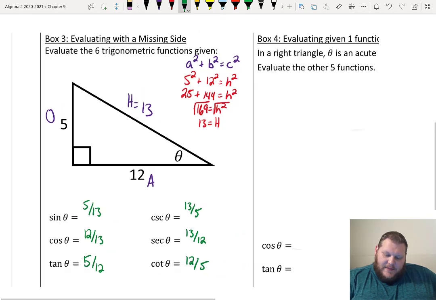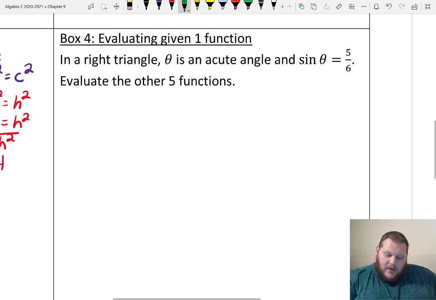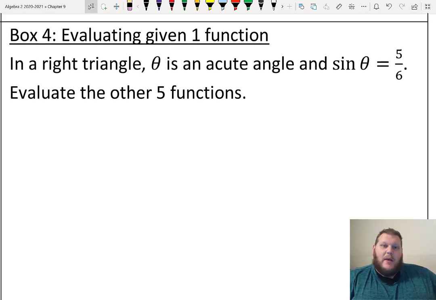All right, last but not least, box 4. Box 4 is even more complicated because I'm not even given a triangle to start with. It's not giving me a picture. I don't know where the theta is. I don't know opposite, adjacent, hypotenuse, any of those things. I'm just told we're dealing with a right triangle.